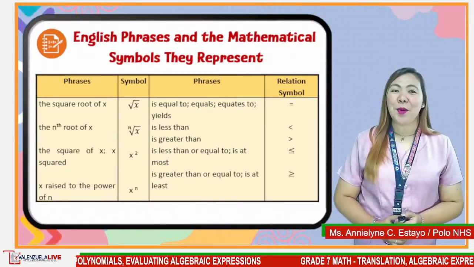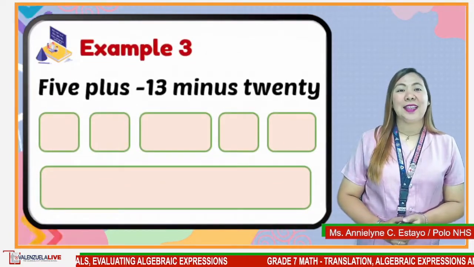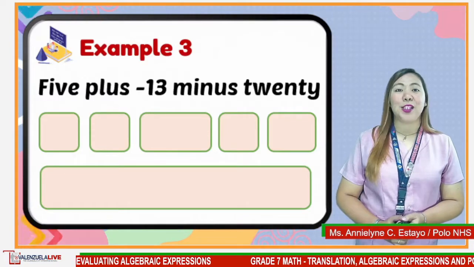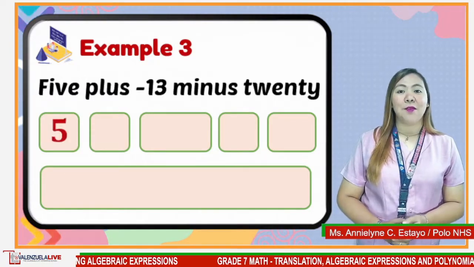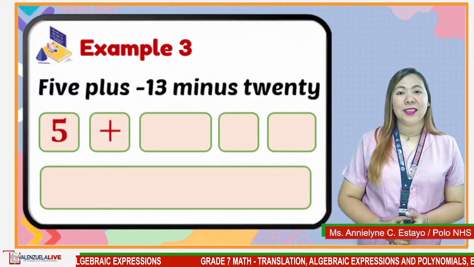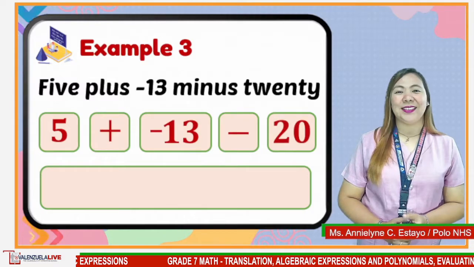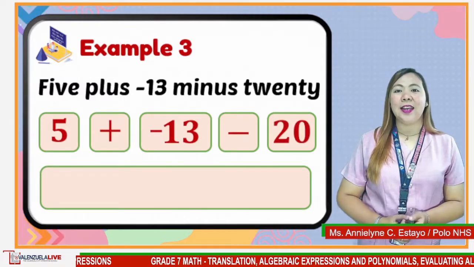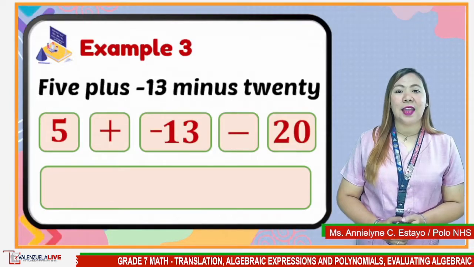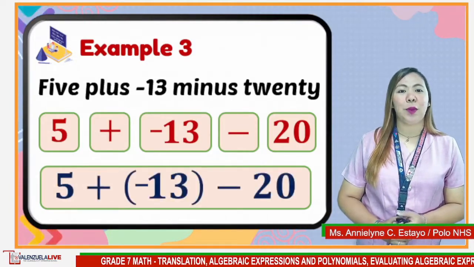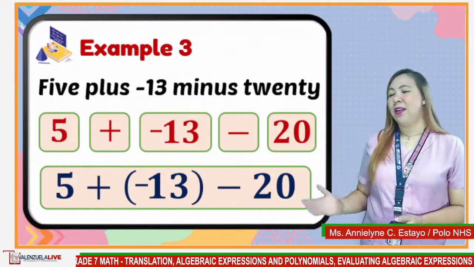For example, number 3, 5 plus negative 13 minus 20. Its mathematical translation is 5 plus negative 13 minus 20. The plus sign and negative sign of 13 are consecutive signs. That's why we have to put parentheses around negative 13, so we write it like this.